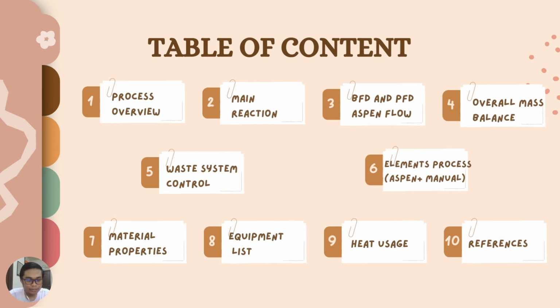And for the table of contents, we will look into a process overview, main reaction, BFD and PFD, and the overall mass balance, waste system, control elements, and process as well. And we will also look into material properties, a little bit of the equipment list and the heat usage.